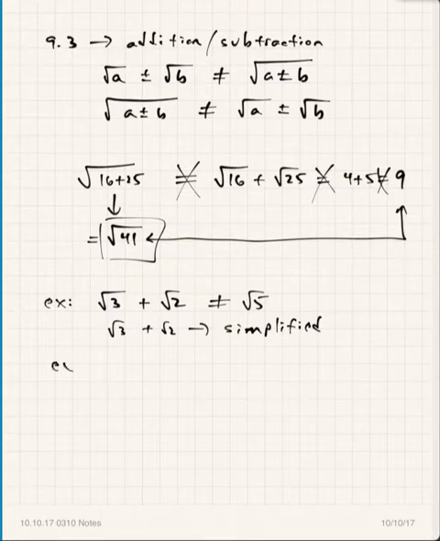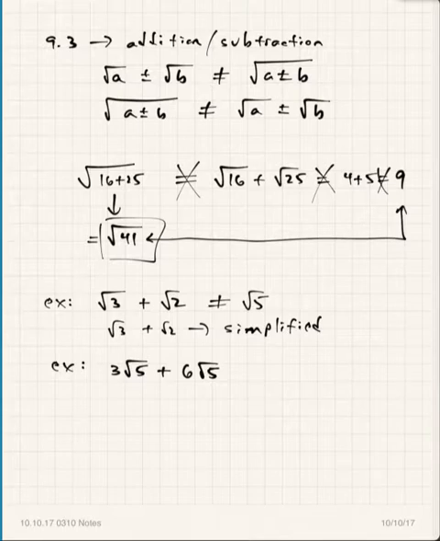It's really tempting when you see square roots like that to add them together, but you can't, and you can't subtract them either. So if that's true, then what's the big deal about addition or subtraction? Well, there is one situation where you can add square roots together, and that's if the square roots are identical.